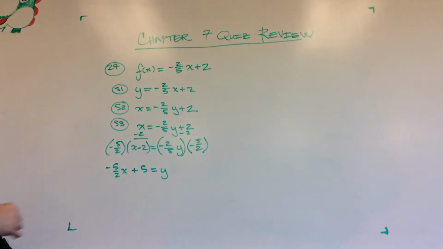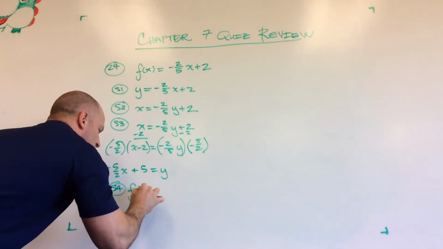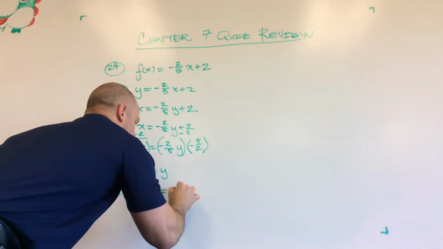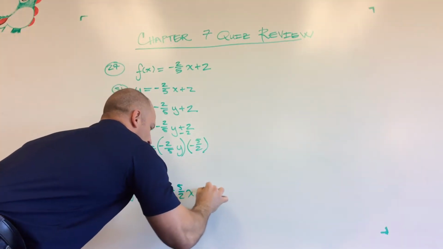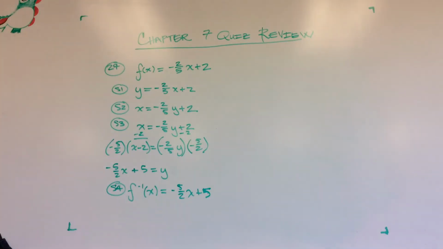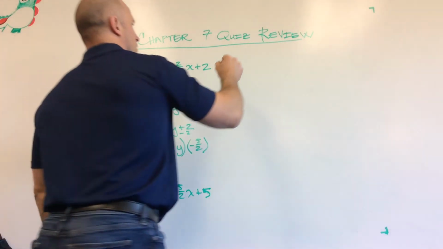So step 4, we can rename this as f inverse. F inverse equals negative 5/2 x plus 5. And lastly, we'll go through a check to make sure that the answer that we've given here in step 4 is correct by composing the functions again.